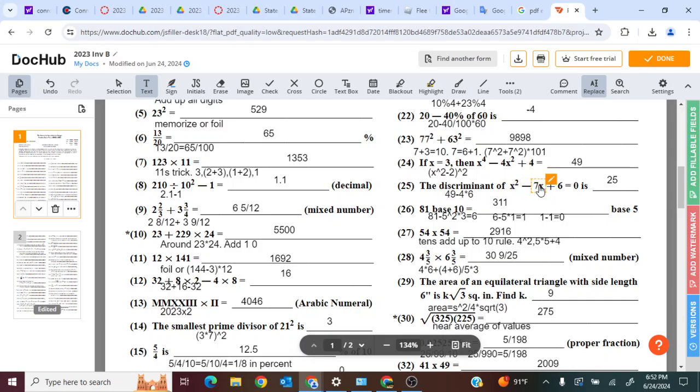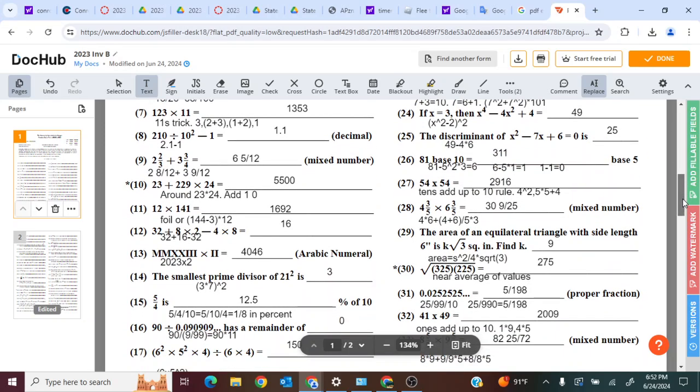Discriminant of this: the discriminant is b squared minus 4ac. It's what happens inside the square root of the quadratic formula. 49 minus 4 times 6 is 25.